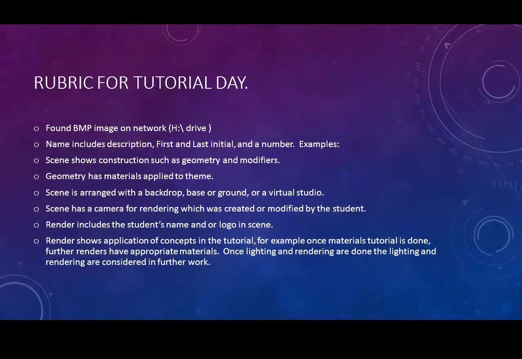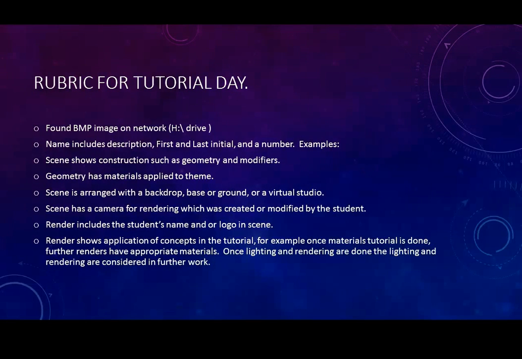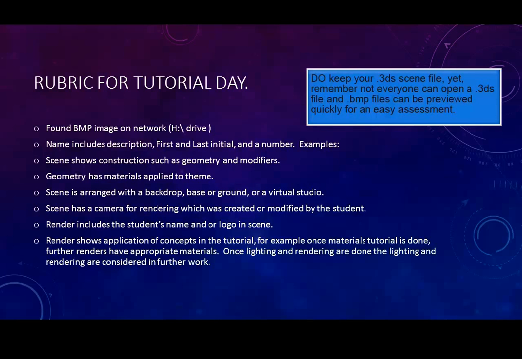So when you're done with the work, I should be able to look on the network drive, and I should look for all of the bitmap files that have a date modified for yesterday. And I should be able to tell by looking at the file name, the description. For example, something like Light 1, your first and last initial, and a number. So for example, it would be Light 1 and then AW for Andrew Wooten with a 1.bmp.